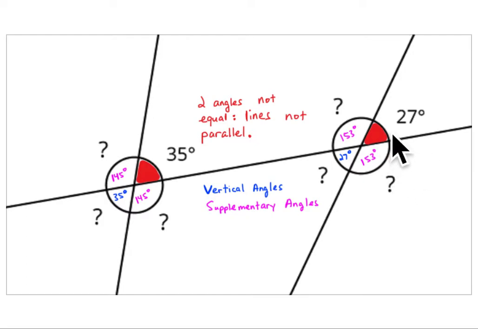And here, 27 degrees plus 153 degrees equals 180 degrees. So those 2 angles are supplementary. And again, this angle is a vertical angle to 153 degrees. So this angle is 153 degrees. So vertical angles and supplementary angles.